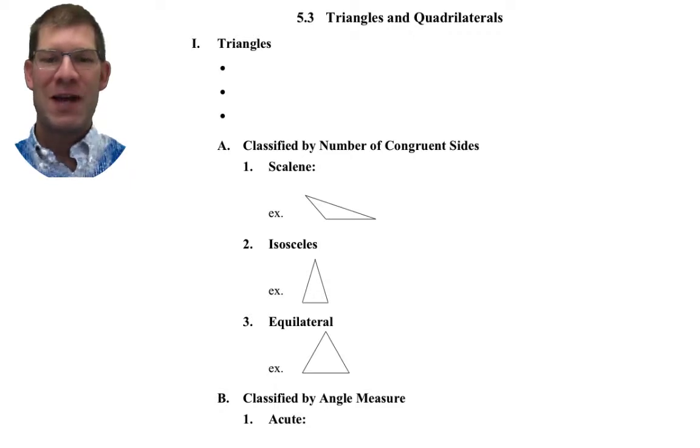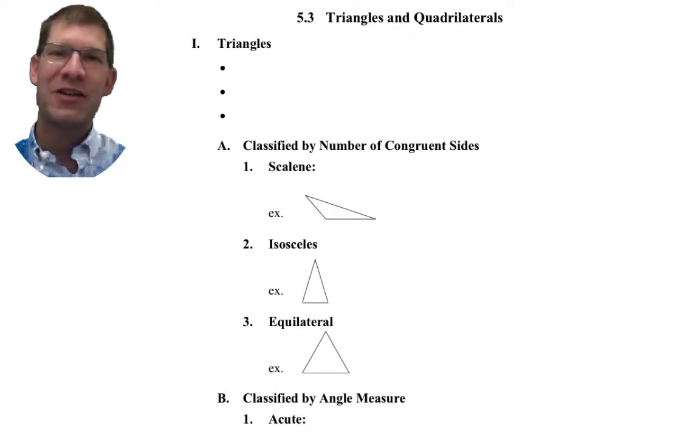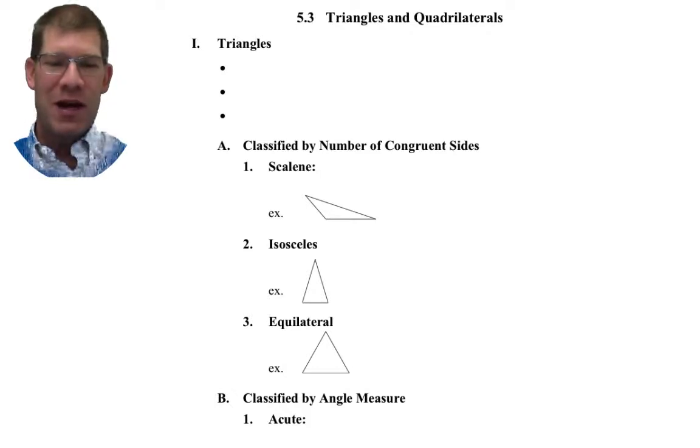Hi, we're doing Chapter 5, Section 3, Triangles and Quadrilaterals. This section has a lot more memorization, probably, although I'm sure you know some of the stuff. With these, we want to break them up into different categories based on their properties.